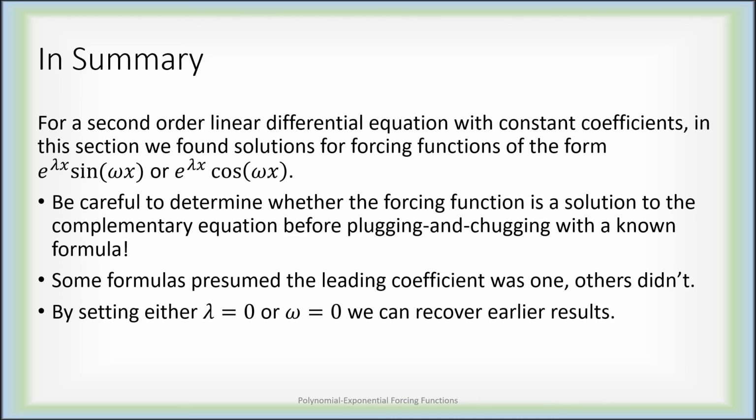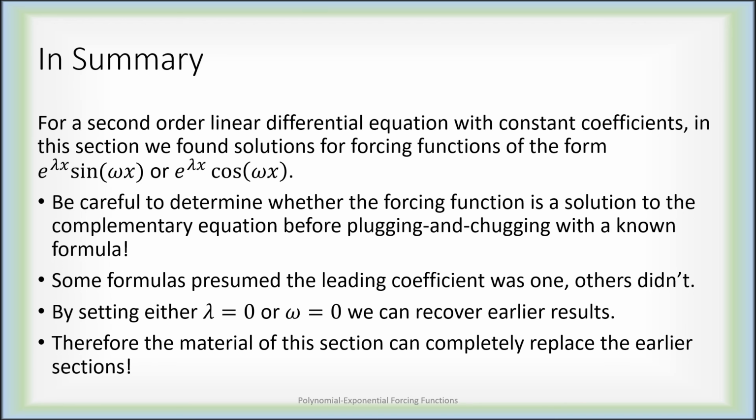Also, everything we did here, if you set lambda equal to 0, well then your forcing functions have e to the 0, in other words a 1, and then your forcing functions just go back to being sines or cosines. If, however, I set omega to be 0, then this would vanish altogether because the sine of 0 is 0, but the cosine of 0 is 1, and I would recover just exponential terms. So the material of this section can completely replace all the material we did for purely exponential or purely trigonometric forcing functions.